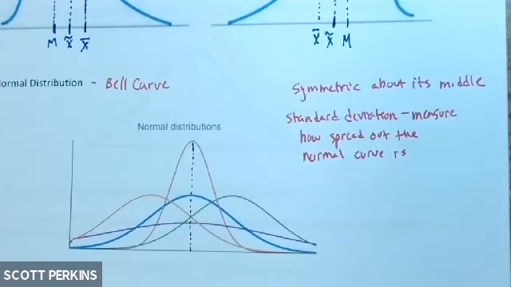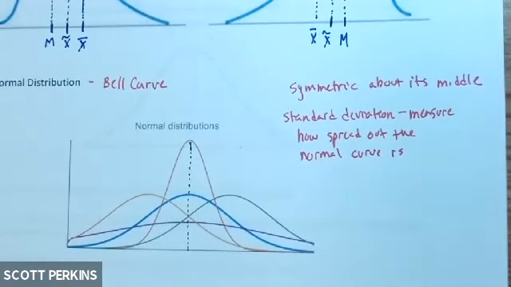So my normal distribution is symmetric about its middle, which is a nice thing. That's going to give us some ability to do some fun problems, which is going to be the big culmination to this section. The standard deviation is the way that I can measure how spread out the value is. And I think that's about all I have to say as far as those general characteristics.